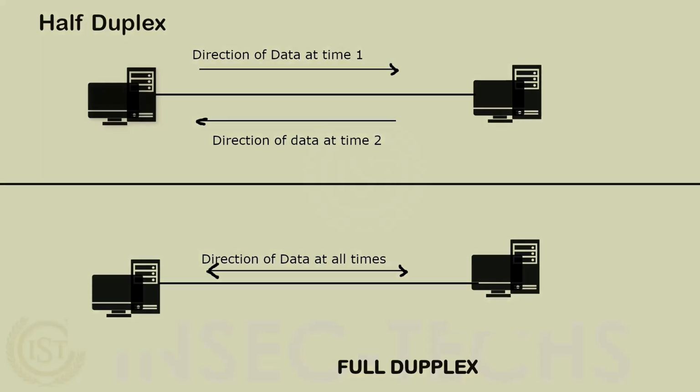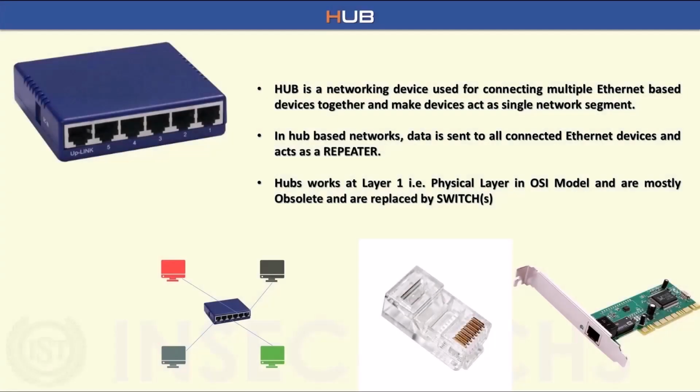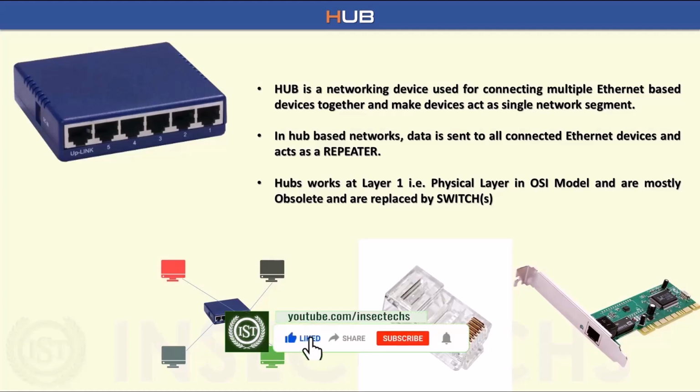And data collisions occur in these kinds of networks. Data collision means when two devices are sending data at the same time, they collide, and this leads to chaos in these kinds of network setups. And this kind of scenario is considered a collision domain.